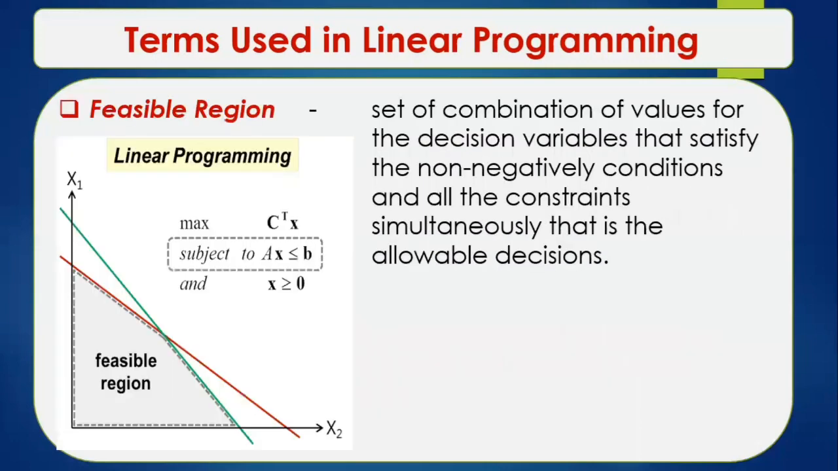And aside from that, we have feasible region. This is a set of combination of values for the decision variables that satisfy the non-negativity conditions and all the constraints simultaneously. That is the allowable decisions. Now, as you can see on the figure presented at the left portion, you have the feasible region. So that is where it is located. And aside from that, we have two lines intersecting each other. So below those lines, the boundary, that would be our feasible region.